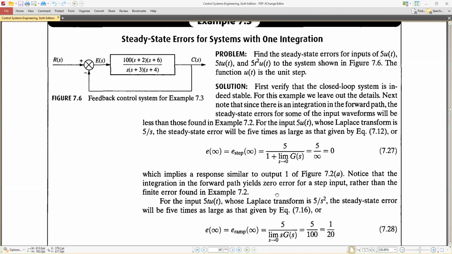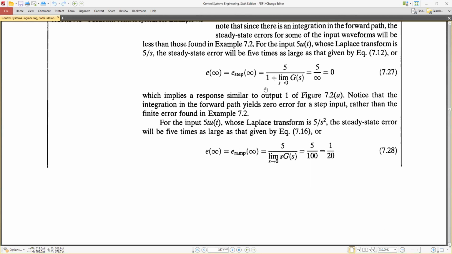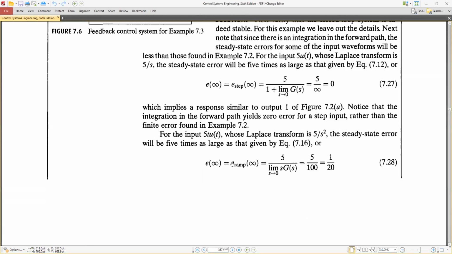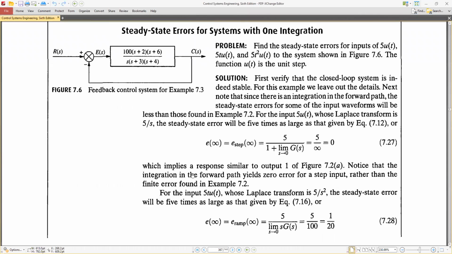Then step function. Here put the value of G(s), ramp function, and the parabola. See, in the ramp, it is the finite value. For the input 5t u(t) whose Laplace transform is 5 by s square, the steady-state error will be 5 times as large as that of the given subsystem. So it is the finite value. Notice the integration, it is the difference. So first of all, you have to check this one using the Routh table, then you proceed.